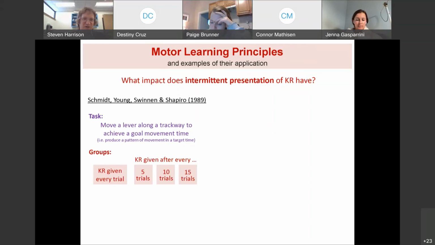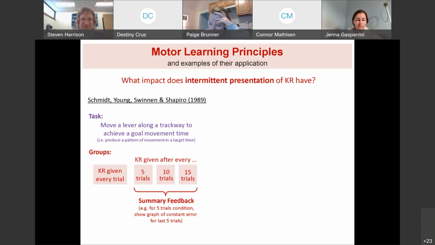Or we're going to provide knowledge of results either at the end of each 5 trials, at the end of each 10 trials, or at the end of each 15 trials. This particular style of feedback is called summary feedback. So we're not giving feedback at the end of each trial. You're going to do 5 trials, and then at the end of that 5 trials, you're going to receive feedback on how you did across those 5 trials.